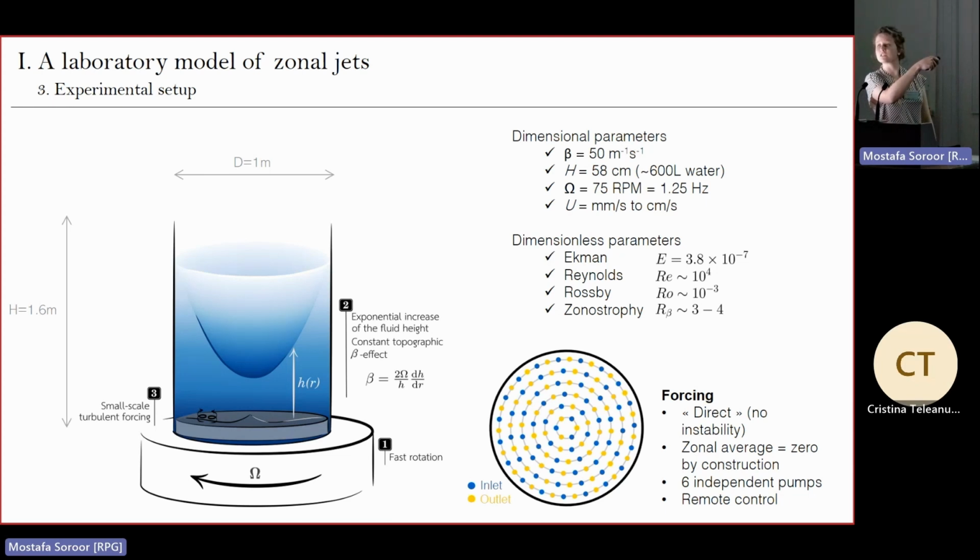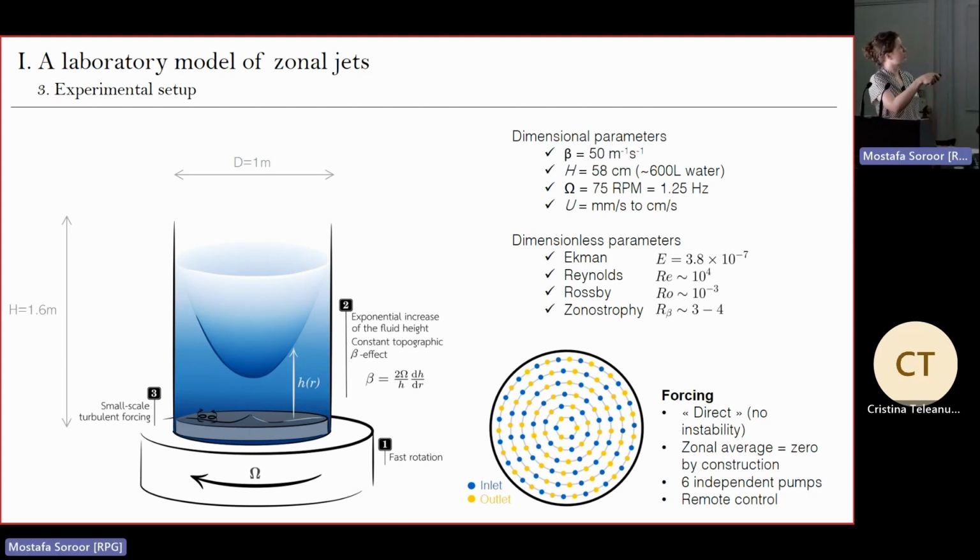And this is very interesting for us because then the fluid height, h, increases with radius. And so we have a topographic beta effect because the fluid height changes with radius. You notice that the bottom of the tank is curved, and we did this because we wanted the beta effect to be uniform across the domain. So if you want the beta effect to be uniform, you don't need a parabola, you need an exponential increase of the fluid height with radius.